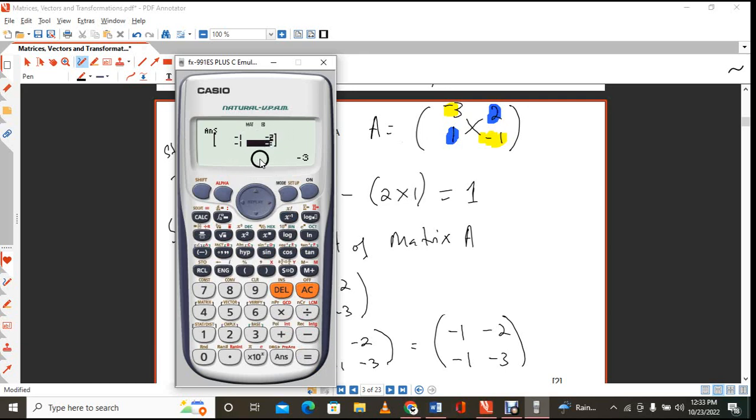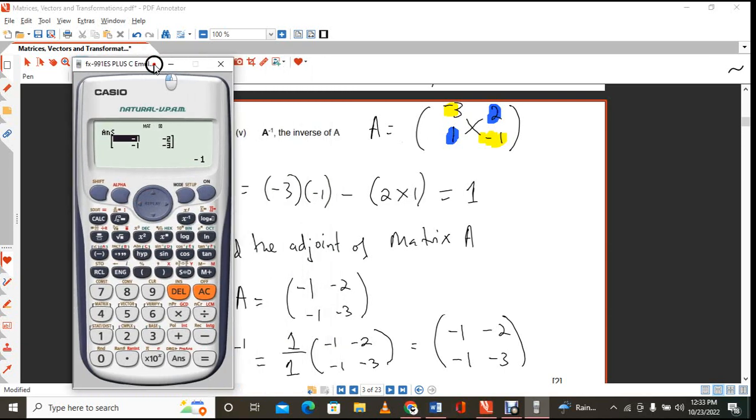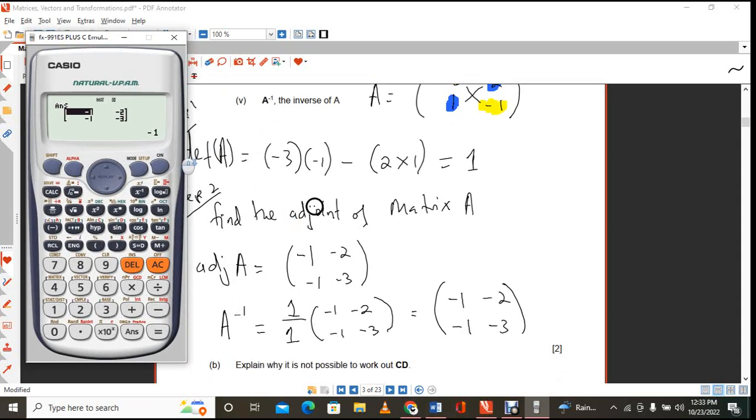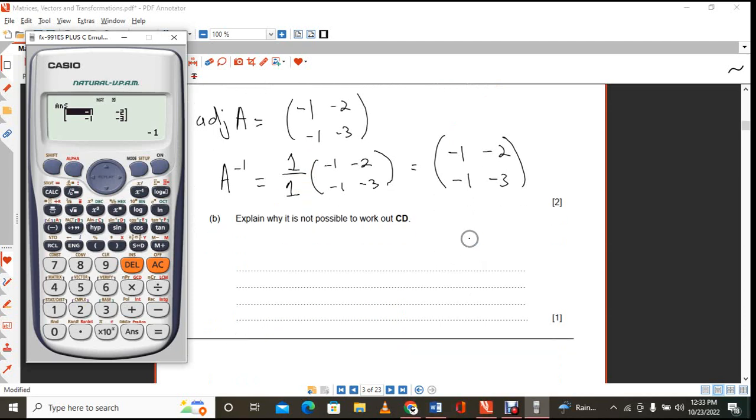I'm not sure if your calculator does this, but of course you need to find the determinant, and from there you find the adjoint of the matrix. That means you swap around the leading diagonal and you change the signs of the second diagonal in order to find the inverse of the matrix. Now, the inverse is very important because it's also what helps you when you are solving simultaneous equations. For that, you need to find the inverse of a matrix.